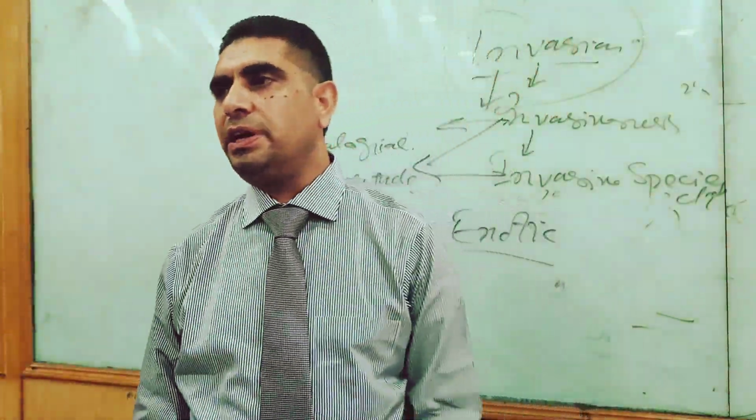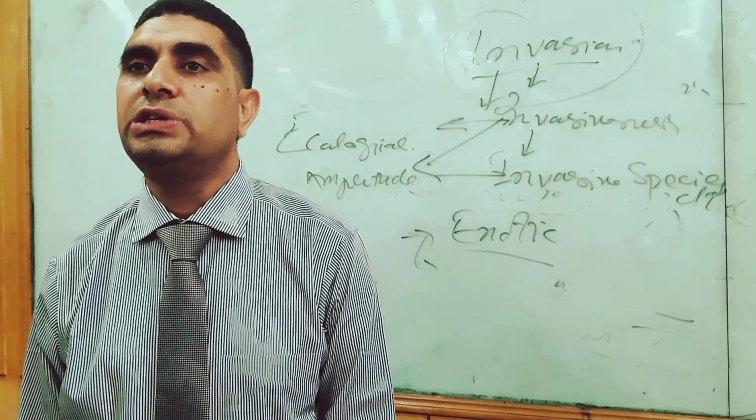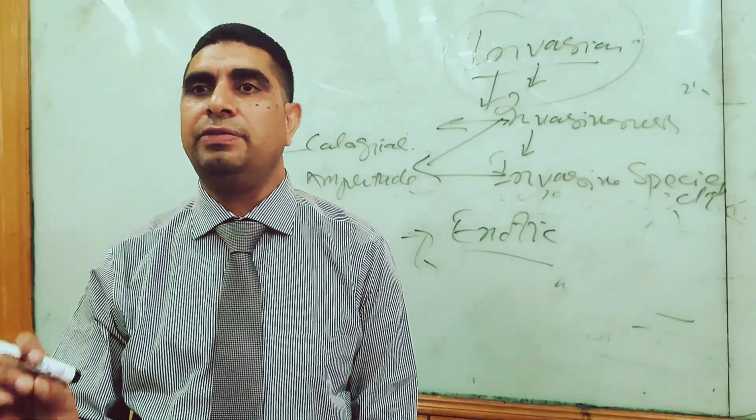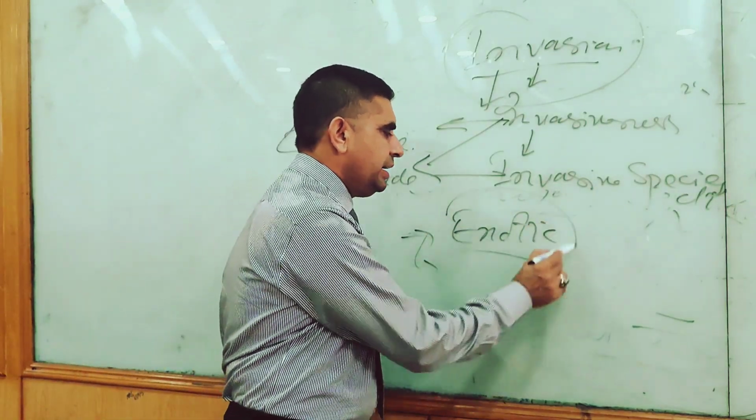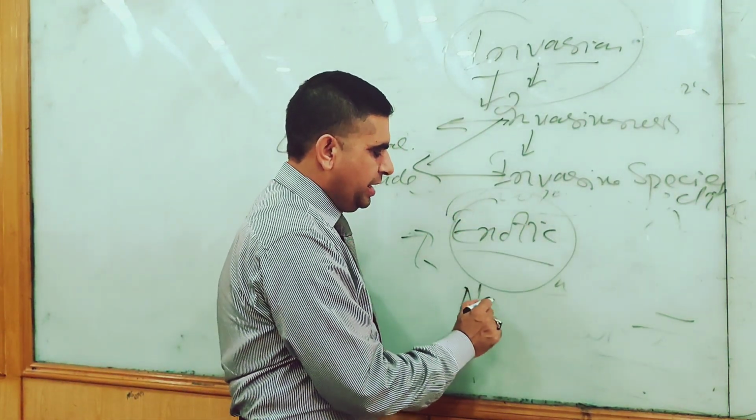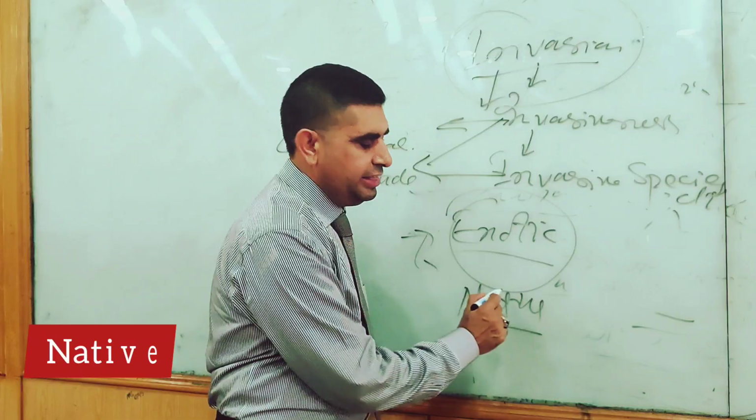So exotic species are those species which have an outside origin. They are not native to your ecosystem, not native to your habitat. So this is called exotic. And parallel to this, there is another term that is called native.